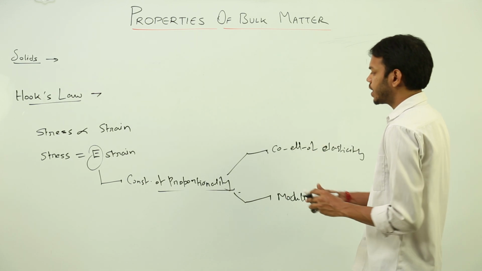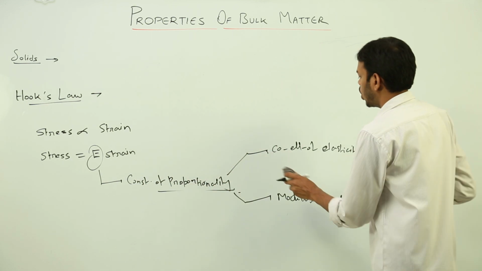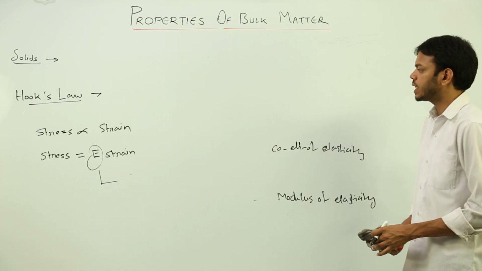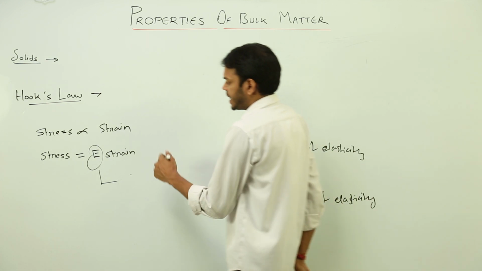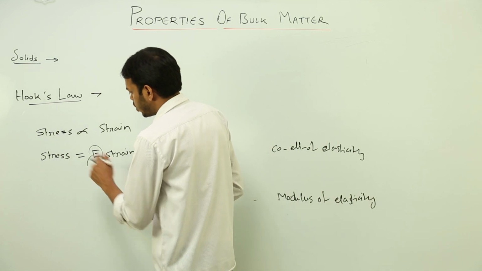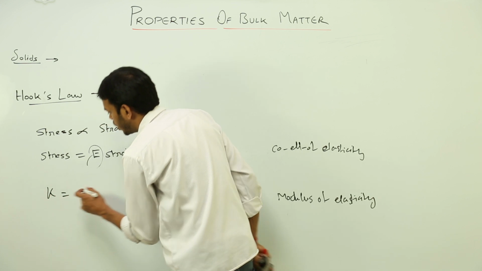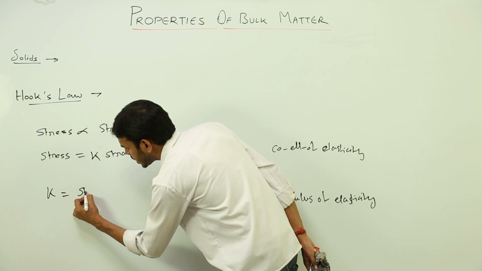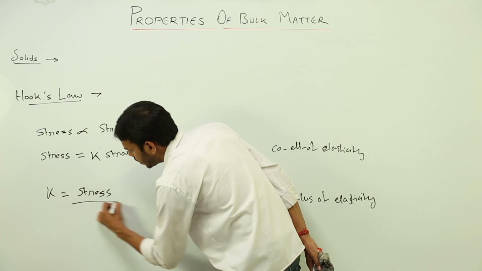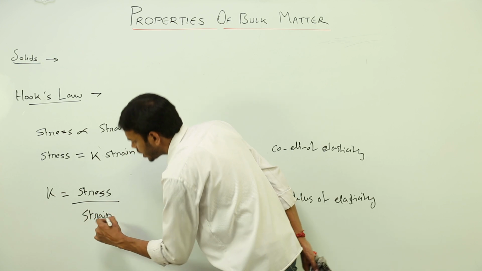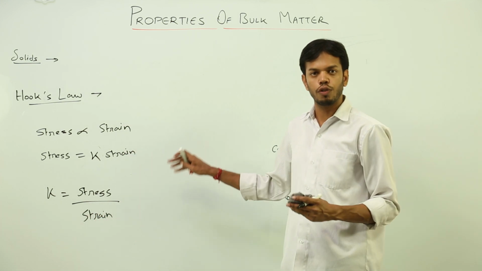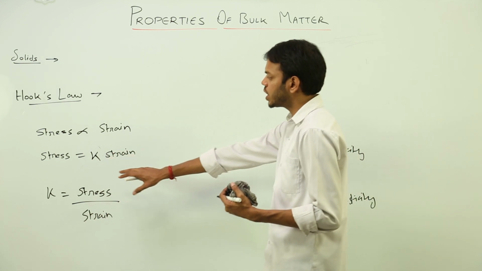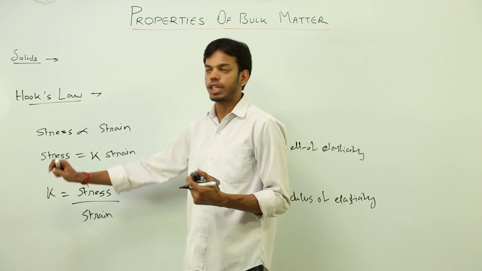So we have two names for this constant of proportionality: you call it either coefficient of elasticity or modulus of elasticity. So basically, what is this modulus of elasticity? According to this formulation, K is equal to, let's stick to K only because this is the word we are more familiar with, stress over strain, right? What is stress? Force applied per unit area, or total force upon total area. Strain is change in dimension upon original dimension. So stress upon strain is the coefficient of elasticity or modulus of elasticity.